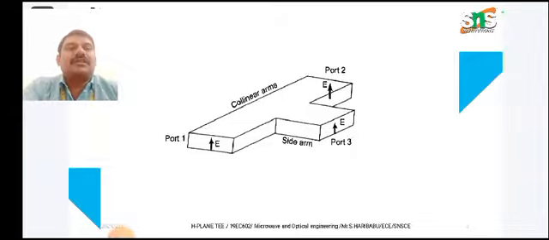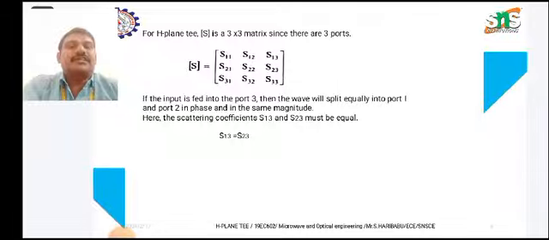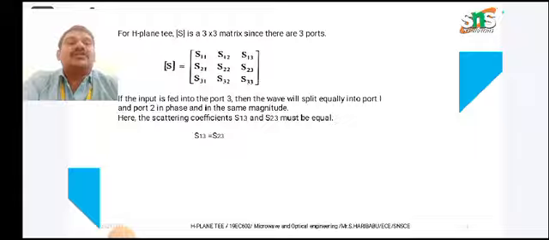See the diagrammatic or pictorial representation of the E plane tee and the H plane tee; we are showing the H plane tee diagram here. For the H plane tee, the scattering matrix is a 3 cross 3 matrix, since there are 3 ports. If the input is fed into port 3, then the wave will split equally into port 1 and port 2, in phase and with the same magnitude. Here the scattering coefficients S13 and S23 must be equal, S13 is equal to S23, whereas in the E plane tee, S13 is equal to minus S23, or S23 is equal to minus S13.